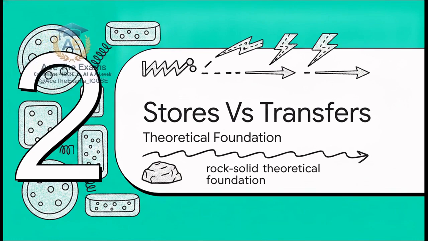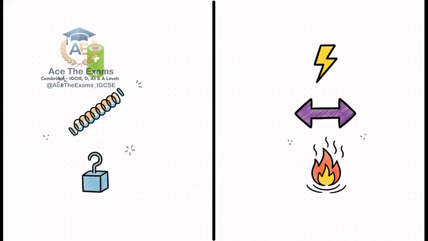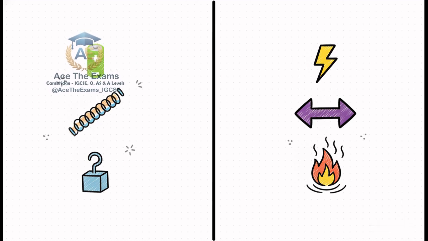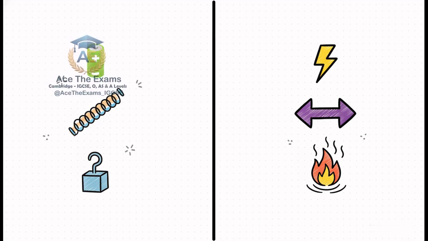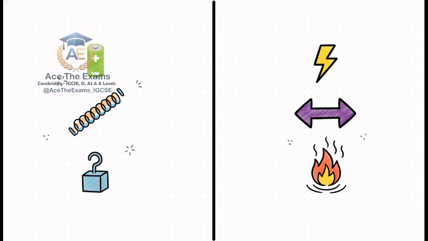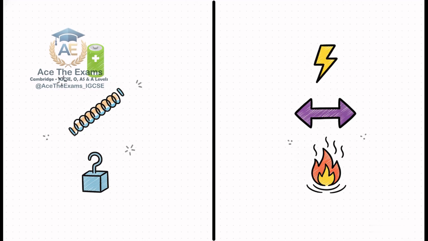Let's move to Section 2, stores versus transfers. This is your theoretical foundation. To avoid that trap we just discussed, you must establish a rock-solid, unbreakable foundation. And in the 0625 syllabus, that means strictly separating where energy is kept from how it actually moves.